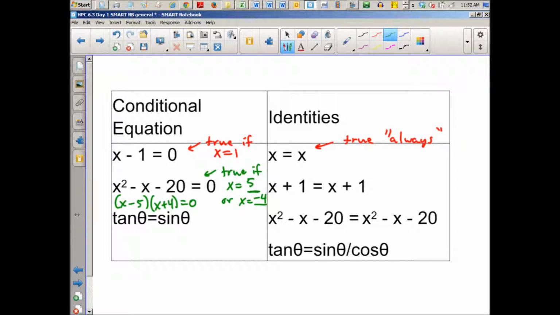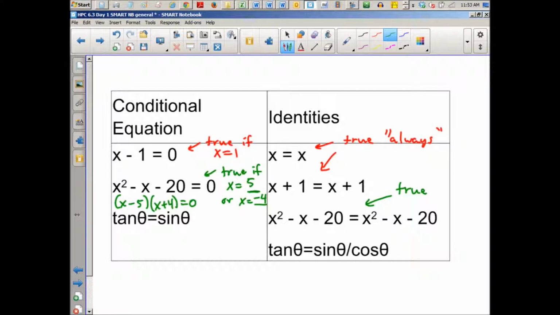Okay, what about this last statement on the right, actually? Let's go to the statements on the right. This one is x plus 1 equals x plus 1. That thing's true, just like x equals x. Look at this one here, though. This almost looks like the same problem as this one, x squared minus x minus 20 equals 0, but it says x squared minus x minus 20 equals x squared minus x minus 20.